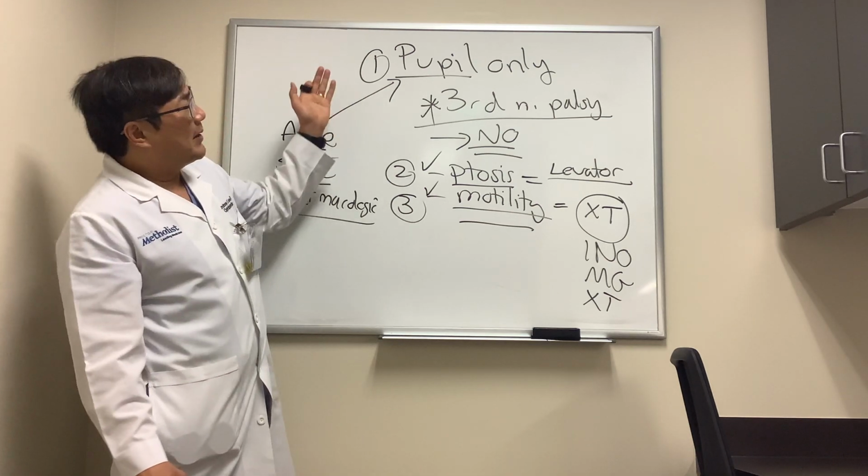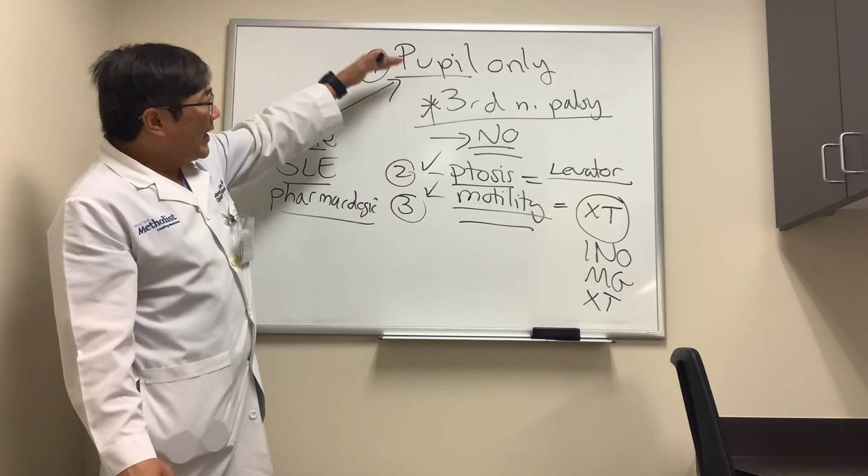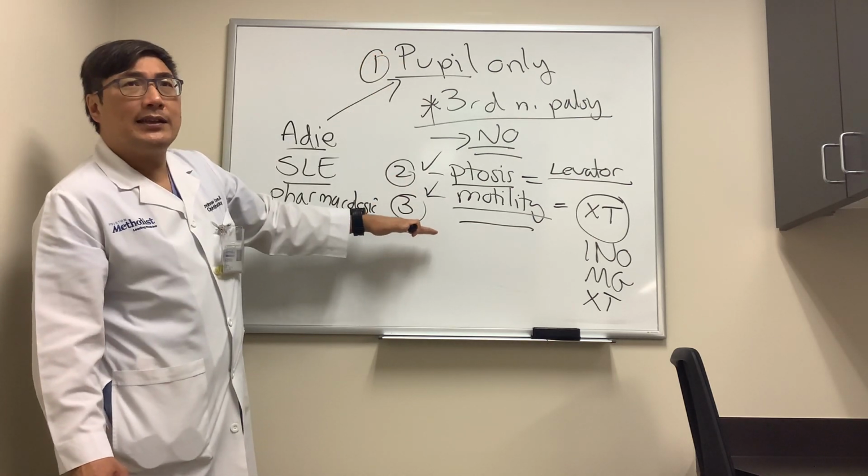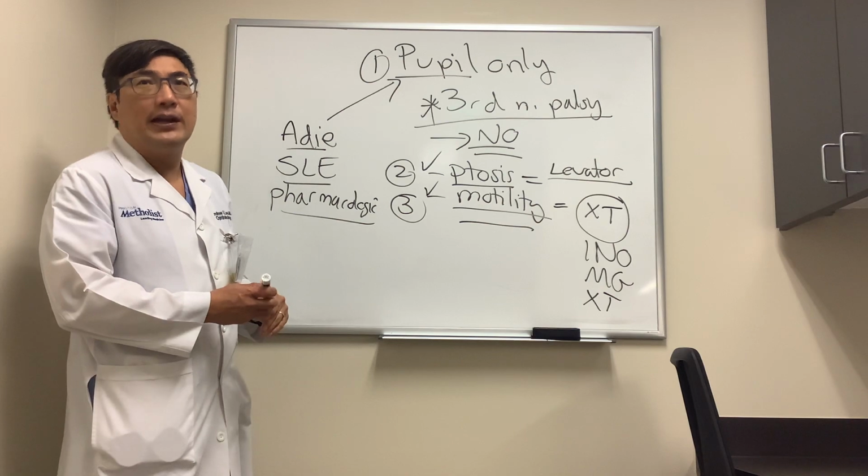So you need to know a little bit about third nerve palsy, but really anybody that has pupil, ptosis, lid, or motility, you must check the other two and ensure that they're normal.